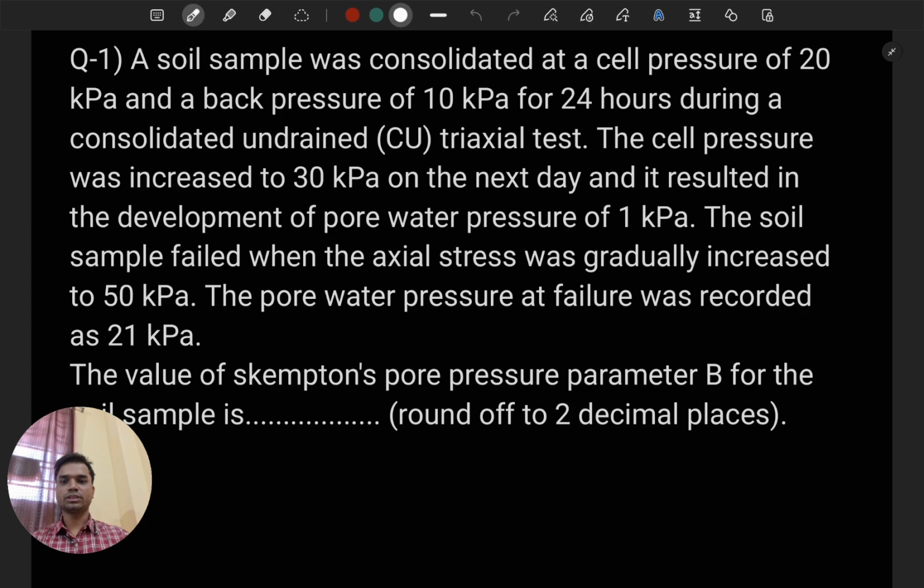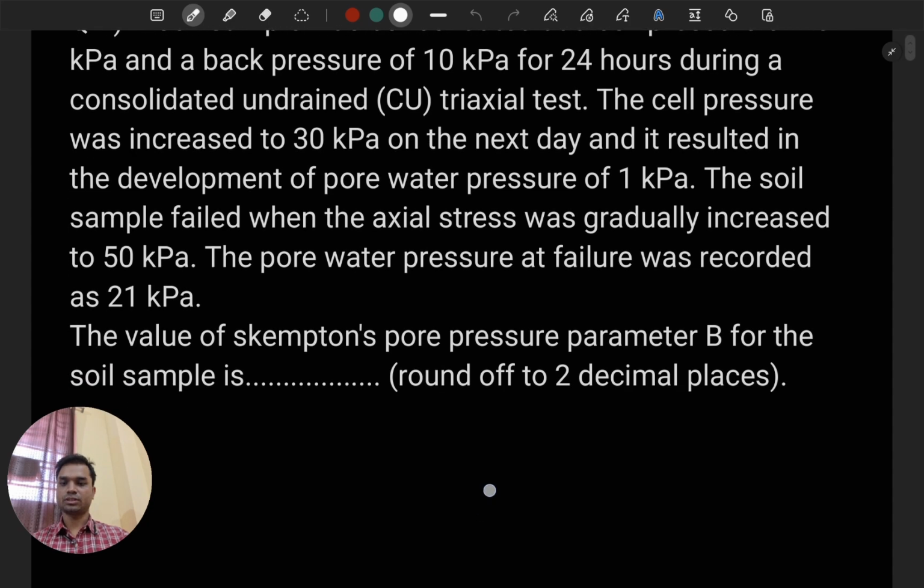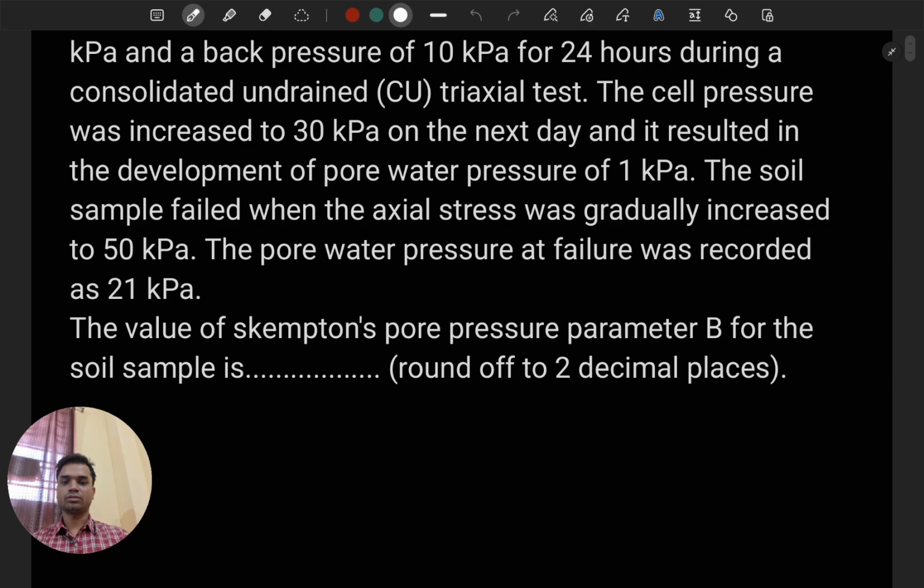The cell pressure was increased to 30 kilopascal on the next day, and it resulted in the development of pore water pressure of 1 kilopascal. The soil sample failed when the axial stress was gradually increased to 150 kilopascal. The pore water pressure at failure was recorded as 20 kilopascal. The value of the Skempton pore water parameter B for the soil sample is?